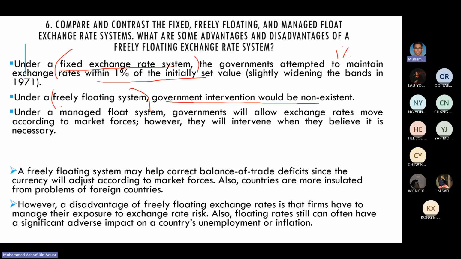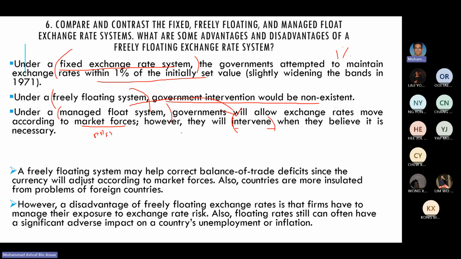Managed float system, remember, the government will allow the exchange rate to move according to market forces, demand and supply of money. However, they will intervene. This is the managed float system. So the government will intervene when they need to.